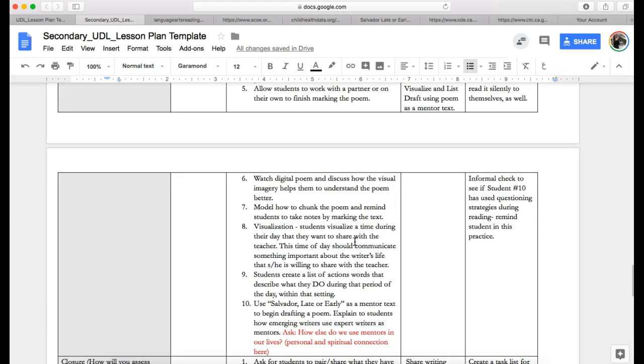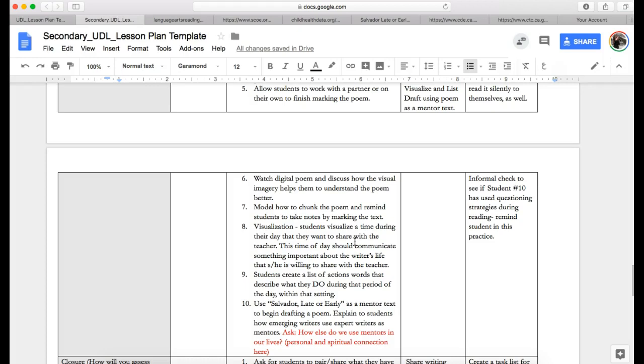But we have it after the third read, because really this lesson is not about visual literacy. It's actually about analysis of a text. So use the digital poem after you've had the students read and discuss the poem several times, and that'll just help to cement their learning. After the digital poem is viewed, you can teach them how to chunk the poem and continue to clarify how they might mark the text to help them comprehend better. Then we'll move into the visualization step of this particular lesson.